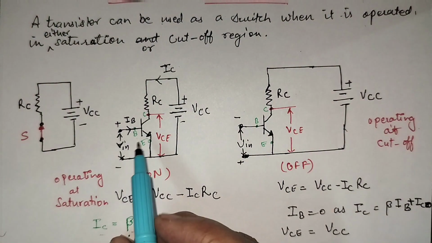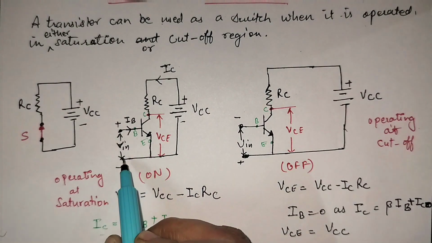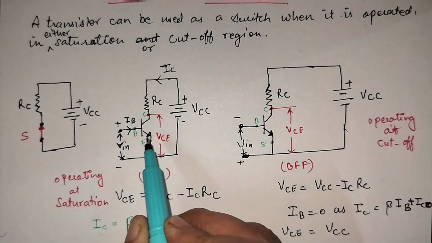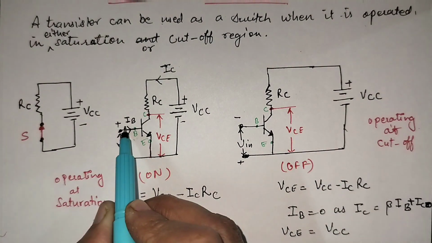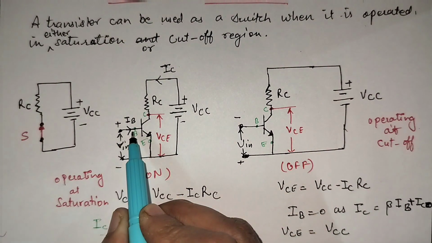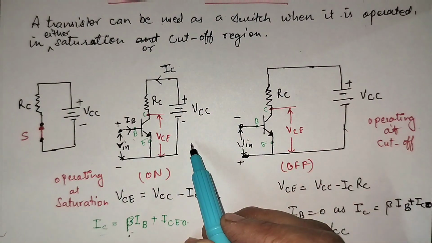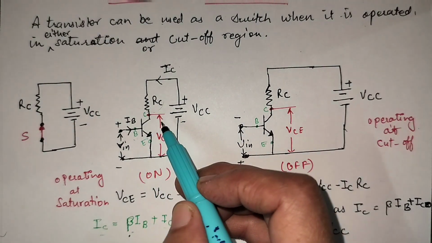Now we will see how this transistor will turn on and off the current in this RC resistor. When the input voltage is positive, the base and the emitter junction will be forward biased, so there will be flow of positive base current, and this positive base current will turn on the transistor. So according to this equation, there will be flow of current IC in this load resistor.